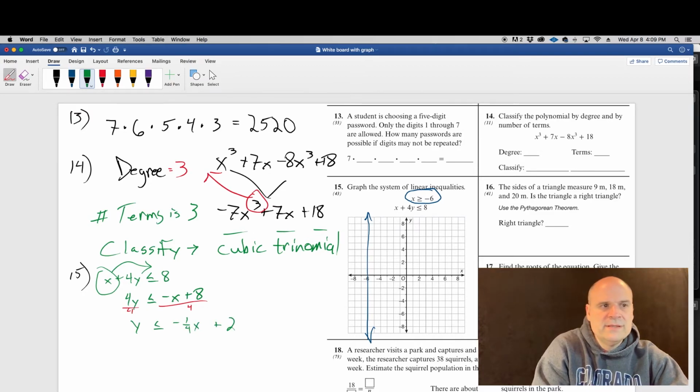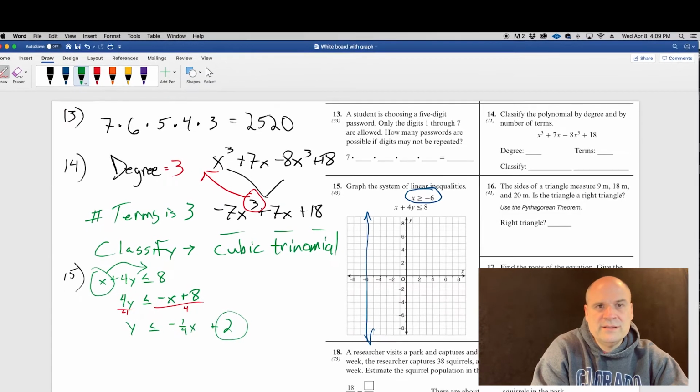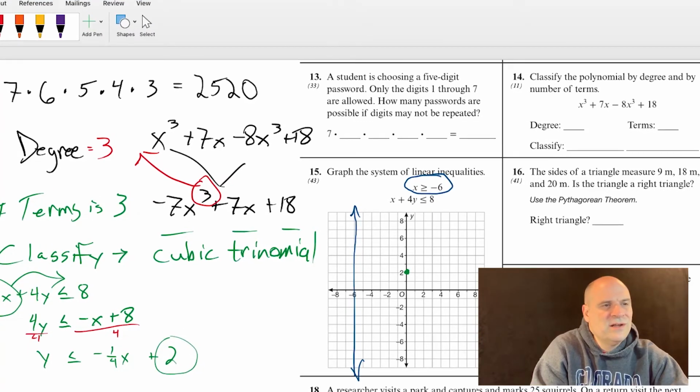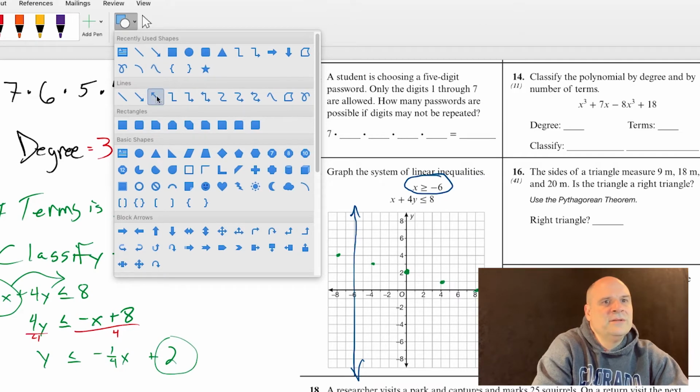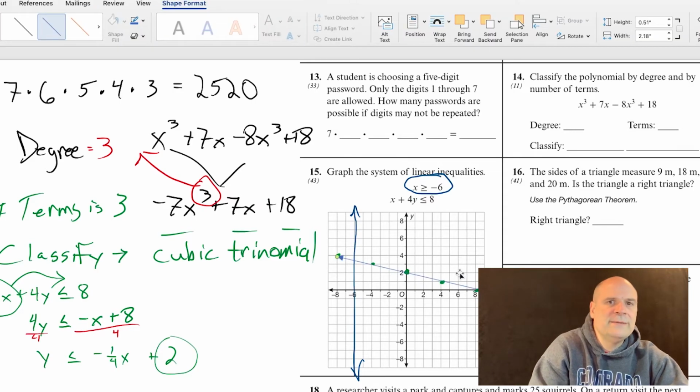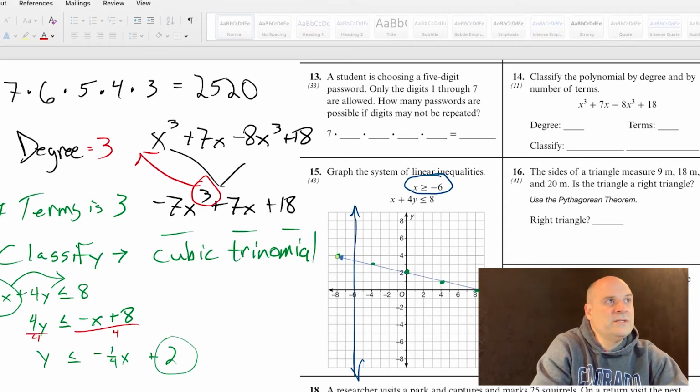All right. So this guy is our y-axis intercept, and the slope is negative 1/4. So down 1/4, down 1/4. Okay, and you can go backwards. All right, so now I'm gonna do something real fancy. I'm gonna connect these dots. Okay, so there's our green equation.